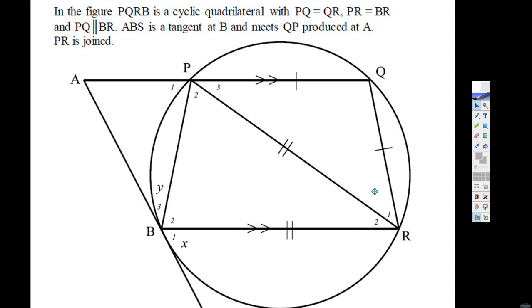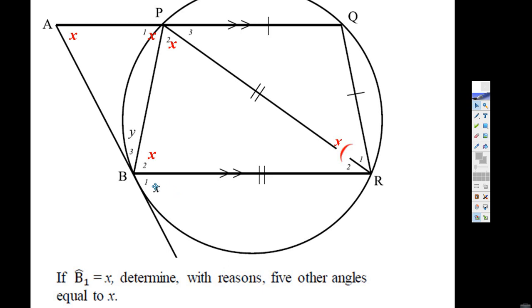All right, so we've read the whole thing. We know what we're doing. Let's get on to the first question. If angle B1 is x, determine with reasons 5 other angles that equal x. Well, let's get started. That's an angle between a tangent and the chord BR, so it equals the angle at the top of the triangle that opens up to this chord. So P2 equals x because of the tan chord theorem. There we've got one.